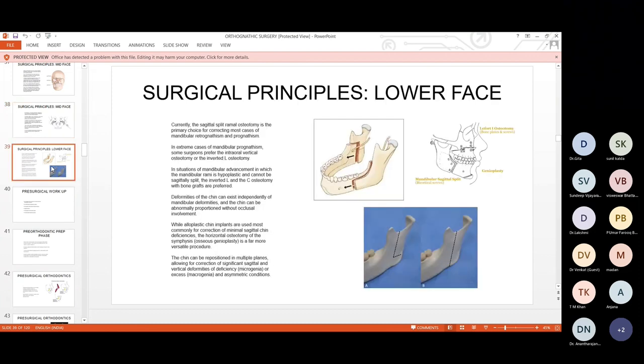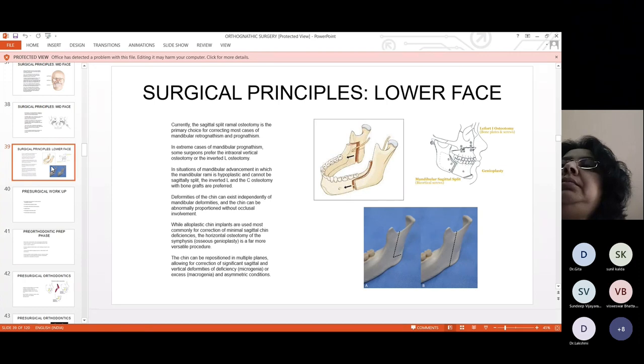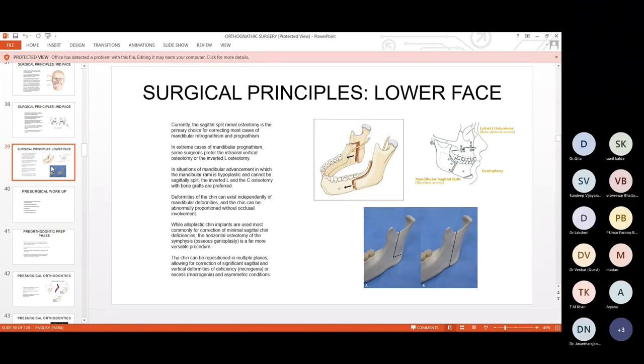And in the lower face, the sagittal split ramus osteotomy is the primary choice. And then deformities of the chin can coexist independently, as a small chin, or with the mandible itself. While alloplastic materials, like the silicone chin implant, have virtually lessened the requirement for doing a sliding genioplasty, still the sliding horizontal osteotomy of the symphysis is a far more versatile procedure and also far more long lasting.